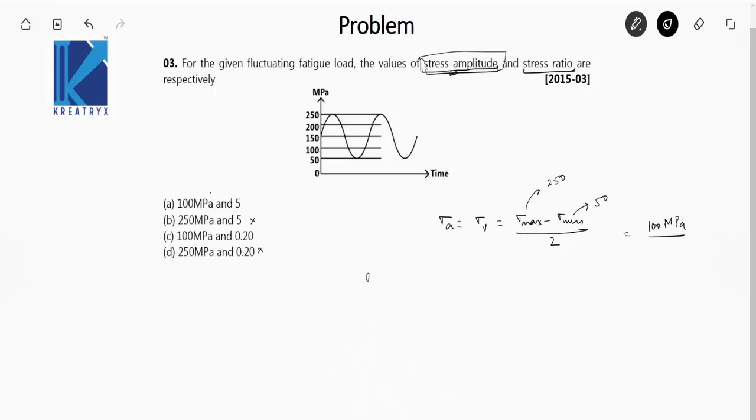The stress ratio, we know the formula of stress ratio is equal to sigma minimum upon sigma maximum. It is the ratio of minimum stress to maximum stress. So this is 50 upon 250, and this becomes 0.2. Okay, so the answer will be 100 and 0.2, which is option C. Let's move on to the next question.